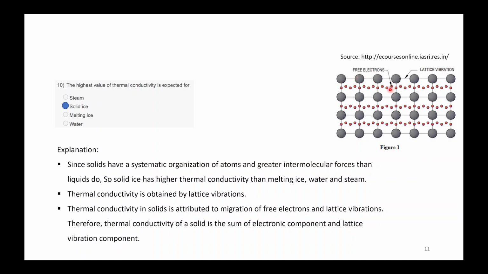So these are the free electrons and these are the bonds which are lattice vibrations. Along these there will be transfer of heat. So this is the solid structure, and this will give you the highest thermal conductivity.